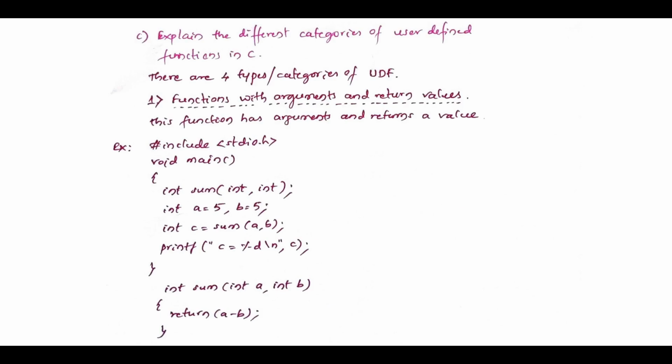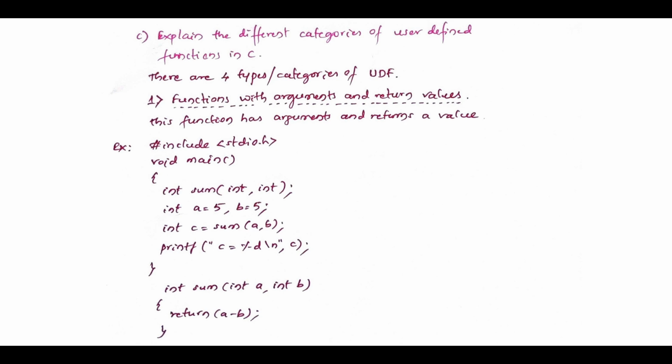The next question is: explain the different categories of user defined functions in C. There are four types of functions, or categories of user defined functions. One of the function types is functions with arguments and return values. This function has arguments and also has return values. For example, we have a function called sum, where we have two arguments a and b.